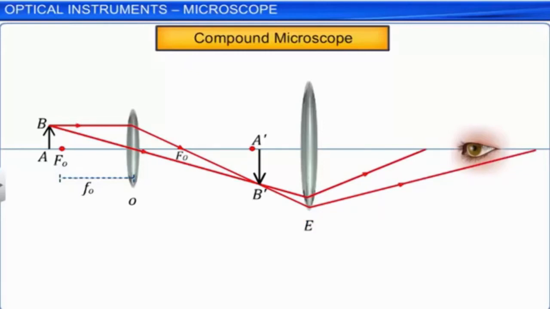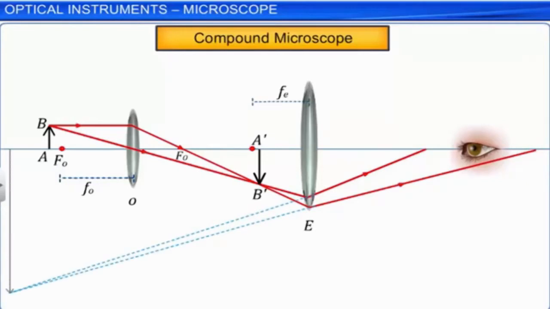Let the height of the object AB be h and the height of the image A'B' formed by the objective be h'. Let us also define the tube length L of a compound microscope as the distance between the second focal point of the objective and the first focal point of the eyepiece.